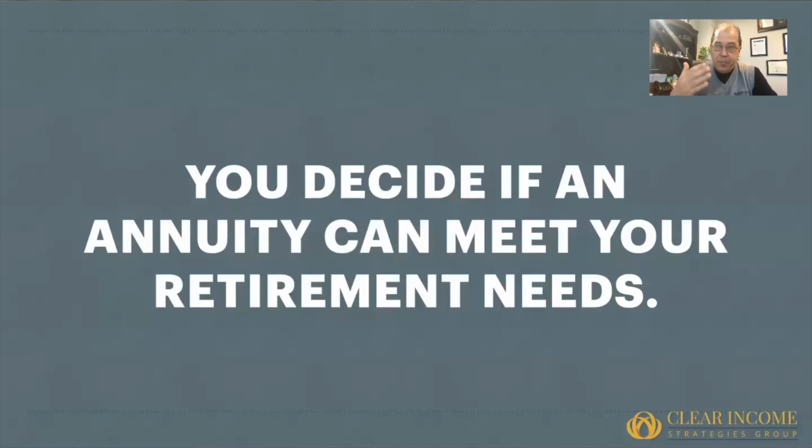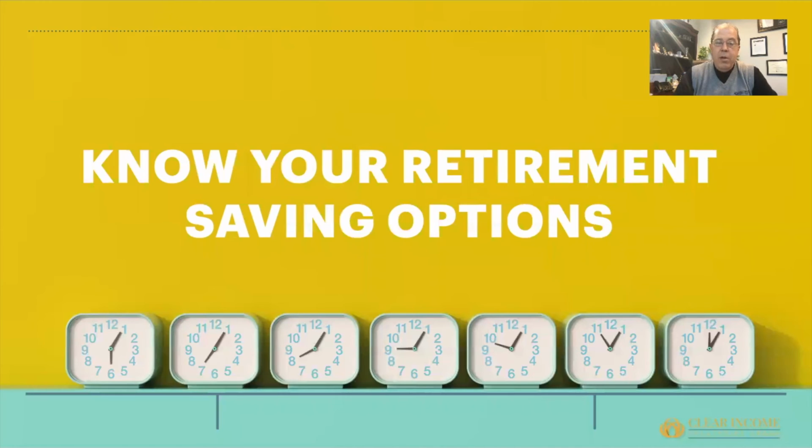But anyhow, an annuity could be right for your portfolio. What do you want to protect that counts? And then let us decide together if that can be there for you. Know your savings and retirement options. People are always talking about the three buckets of retirement: the taxable bucket, the tax-deferred bucket, and the tax-free bucket. How are your savings set up?